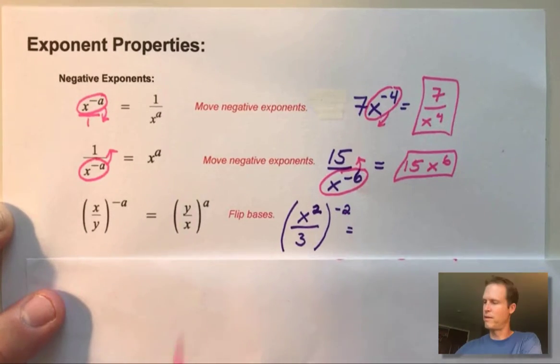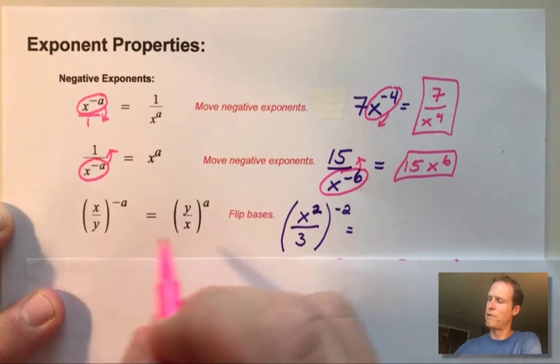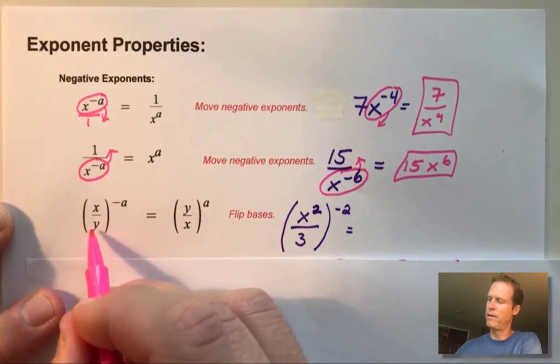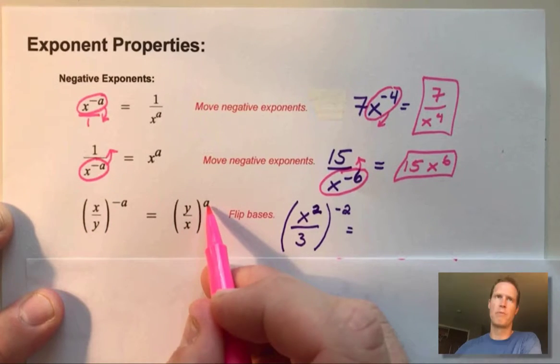You might also end up with some that have a whole entire fraction to a negative exponent. We can also flip the base. So in other words, if you see x over y, to make this turn positive, flip it over and have it as y over x, and then it becomes positive.